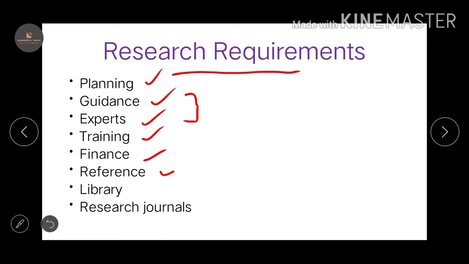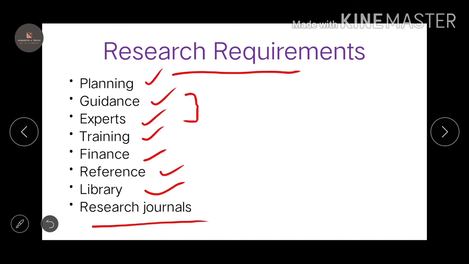References. See, references is nothing but you read a lot of books, a lot of material or articles that are related to the work that you are doing. So you need to refer to a lot of things. Where you give the references, you need a library and also the research journals.